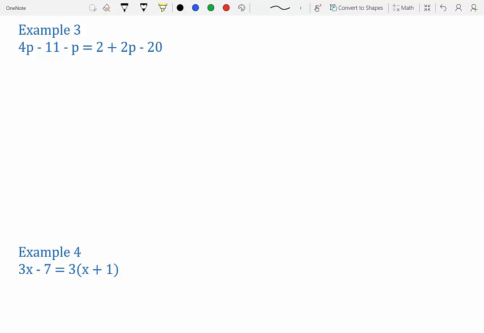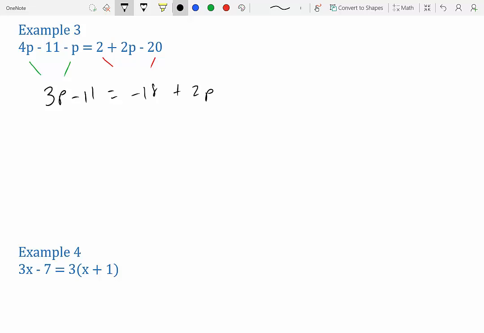Now example 3. We have multiple things going on here. Let's just take a look at the left side. We can combine like terms, and you always want to combine like terms before you start moving stuff over. We have 4p and negative p to get 3p, minus 11 equals. Then on the right side we combine the numbers: 2 and negative 20 to get negative 18, plus 2p.